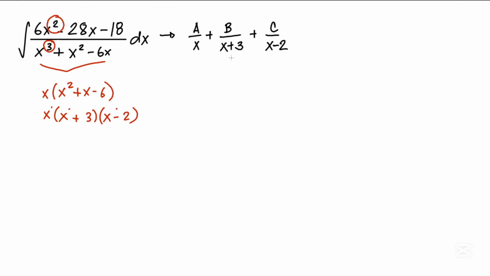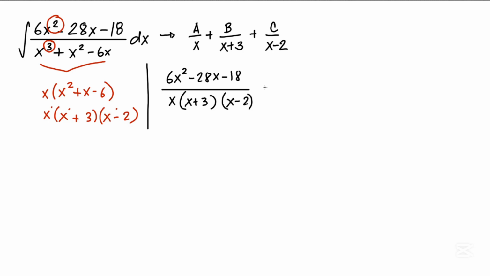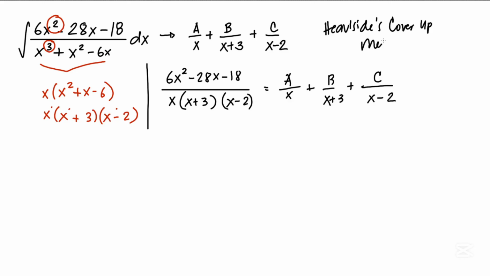So, how do we find A, B, and C? Write the whole thing so that it looks like 6x squared minus 28x minus 18 all over x times x plus 3 times x minus 2 equals A over x plus B over x plus 3 plus C over x minus 2. The method that we're going to use for this example is called Heaviside's cover-up method.